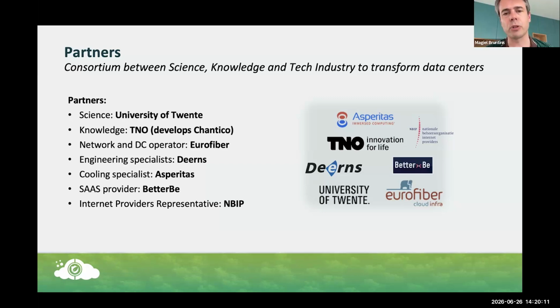They have a so-called staging lab, which is a little data center where we can test out our hardware and also software innovations. We have specialists in data center engineering, Dearns. We have a cooling company, Aspiritas, that delivers these oil cool tanks. We have an application provider, Better Be, and we have the representative of the Dutch Internet and BIP that are mostly looking at the security of such small data centers connected together.